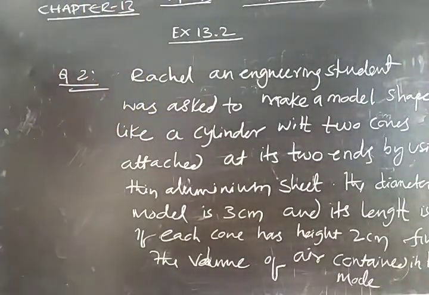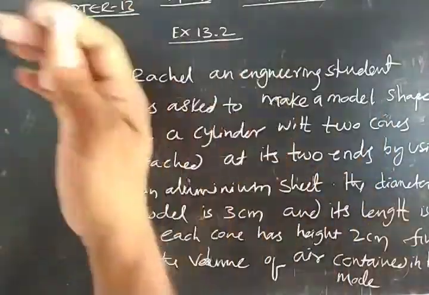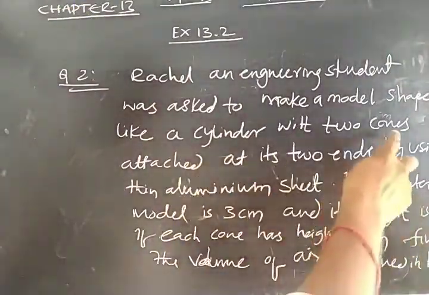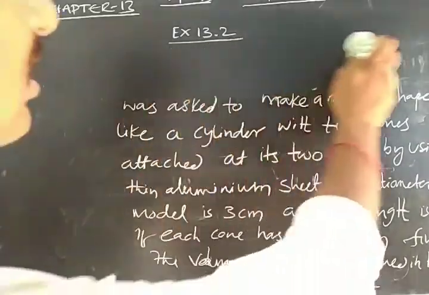Okay, this is the second question. See, observe here. A student was asked to make a model which is having a cylinder and two cones attached to its ends. According to this question, I will draw the figure.